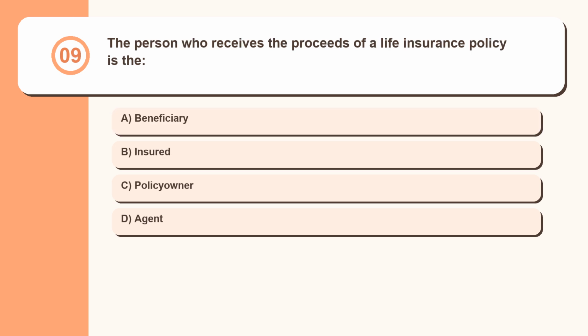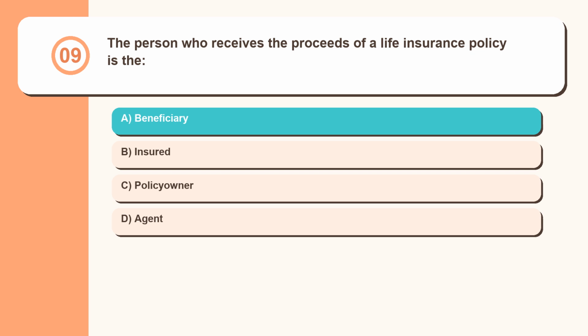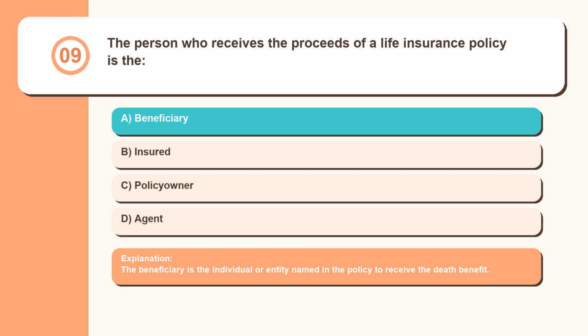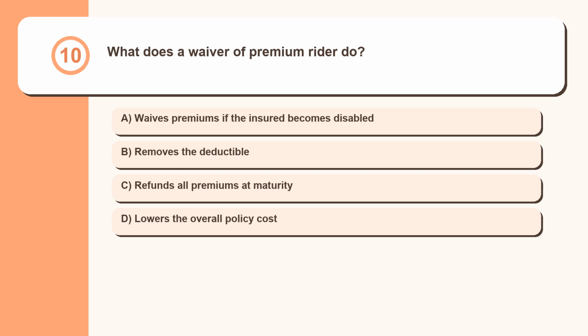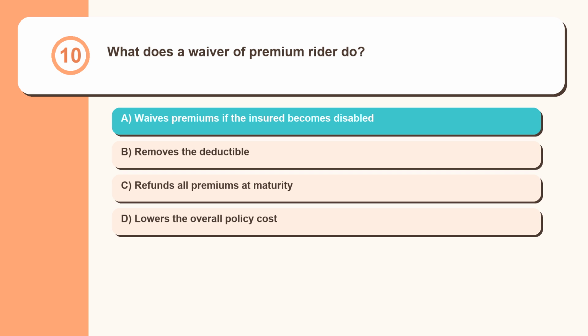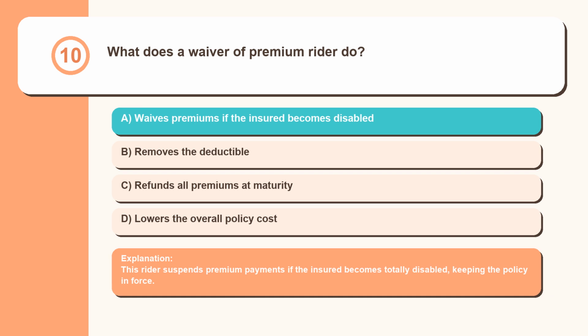Question 9. The person who receives the proceeds of a life insurance policy is the: beneficiary, insured, policy owner, agent. The beneficiary is the individual or entity named in the policy to receive the death benefit. Question 10. What does a waiver of premium rider do? Waives premiums if the insured becomes disabled, removes the deductible, refunds all premiums at maturity, lowers the overall policy cost. This rider suspends premium payments if the insured becomes totally disabled, keeping the policy in force.